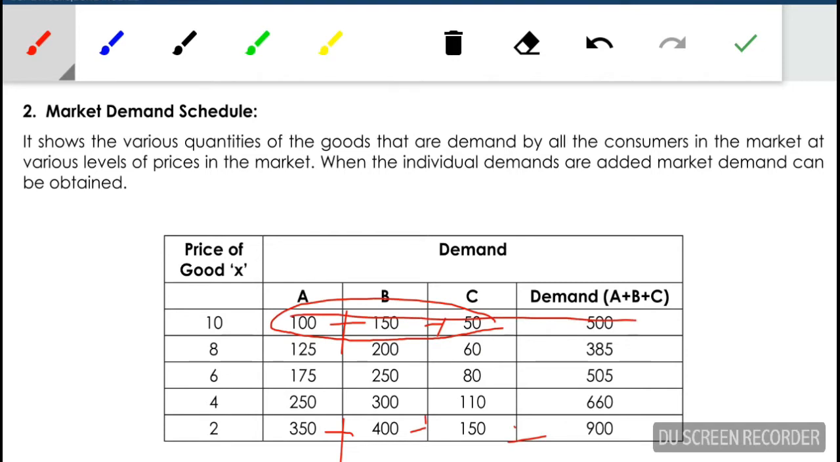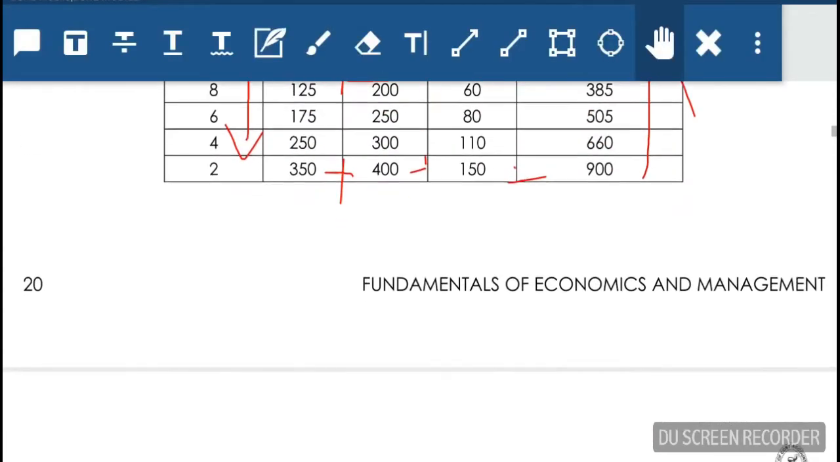So you can see that when the price has been decreasing, quantity demanded has been increasing. Yes, okay. This is what the market demand schedule is. The market demand schedule is a summation of individual demand schedules.